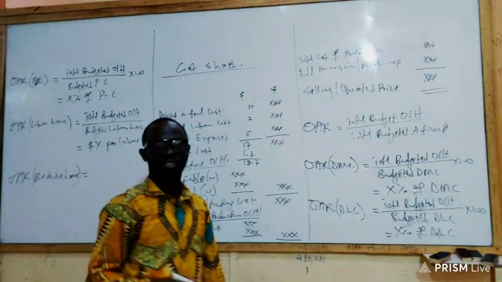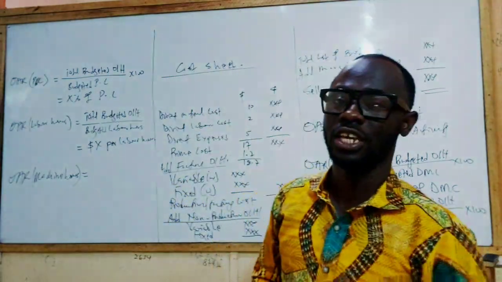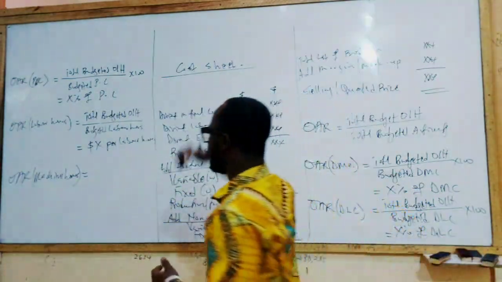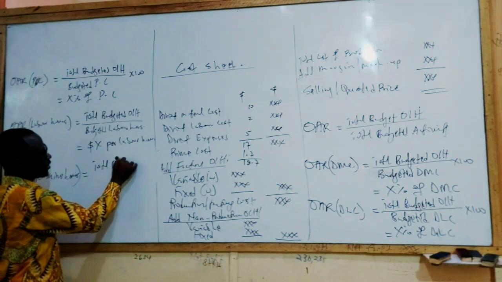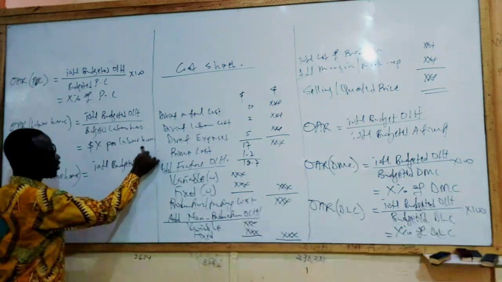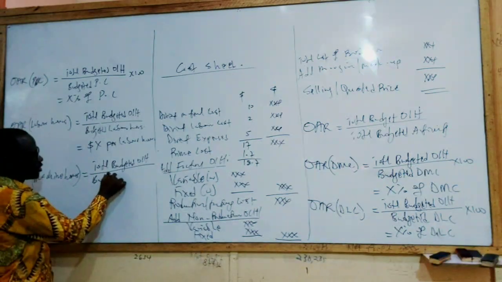Overhead absorption rate using what? Machine hours. Like the name suggests, we are using machine hours. So the numerator remains the same: total budgeted overheads divided by the budgeted what? Machine hours.